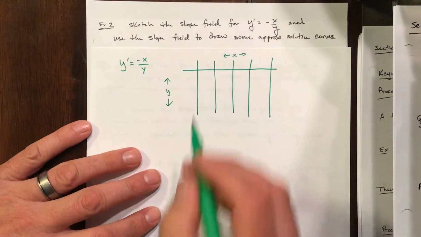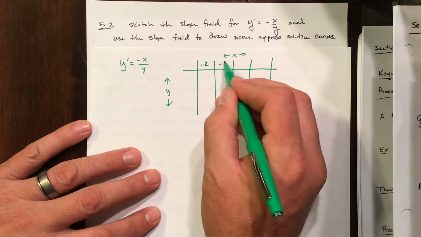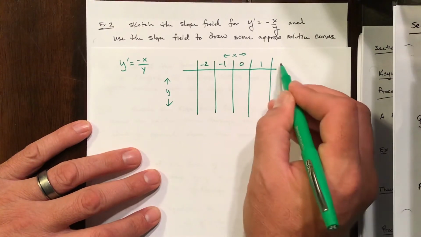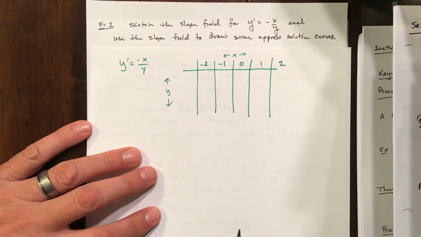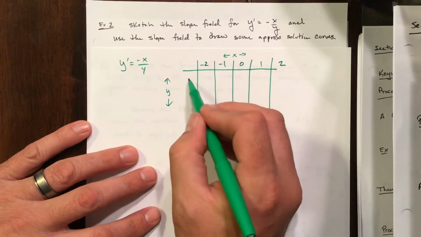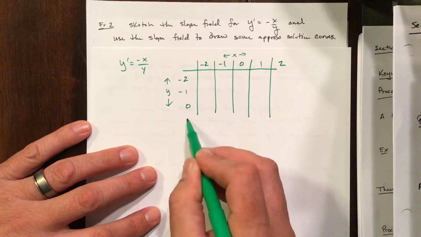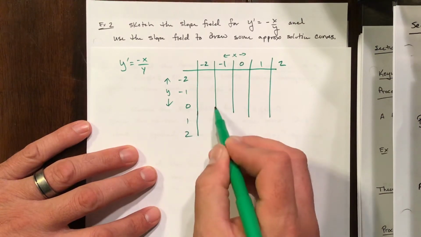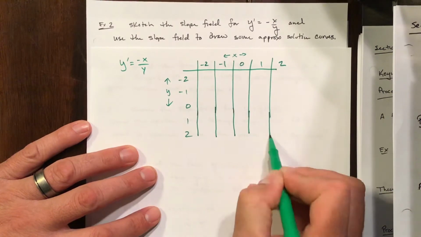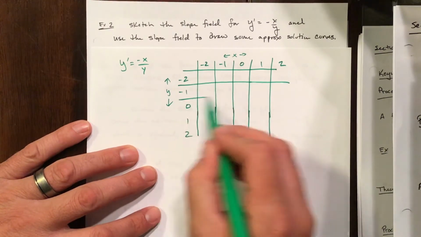Okay, so let's let x be -2, -1, 0, 1, and 2. And let's let y be what? -2, -1, 0, 1, and 2. Okay, so there's our grid.